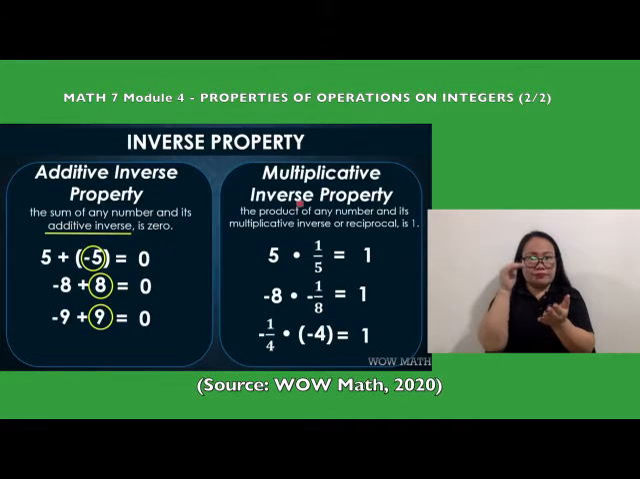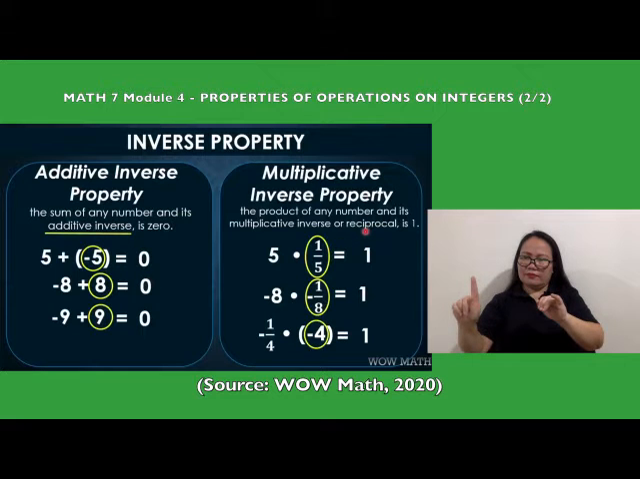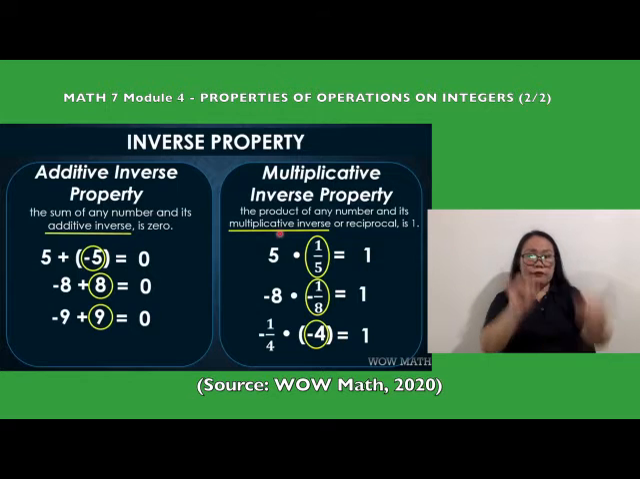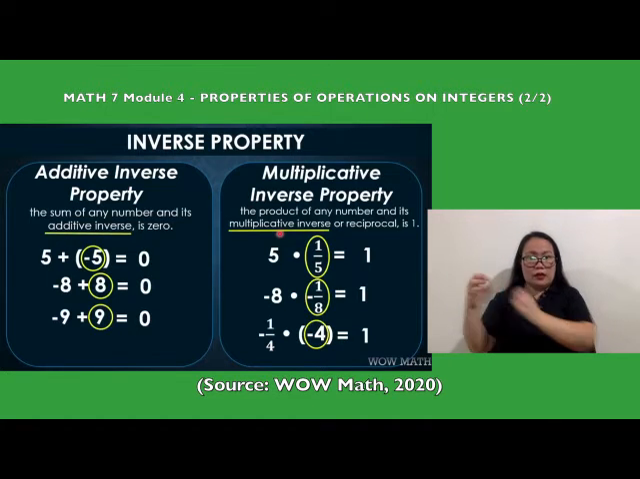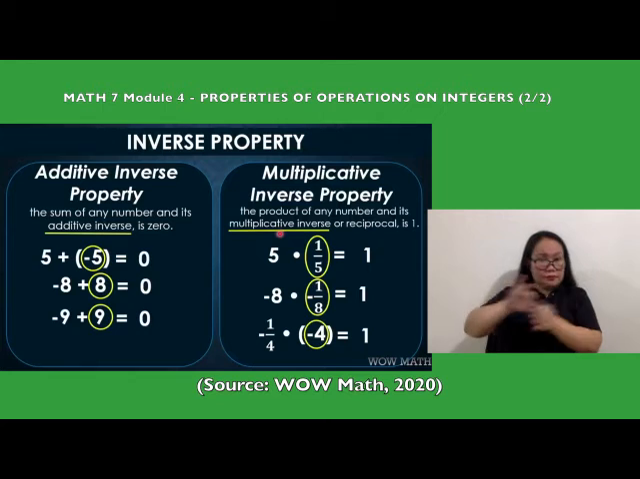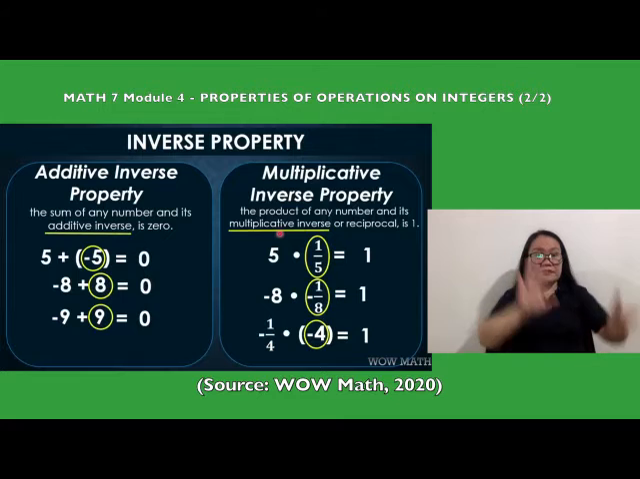Okay, balikan natin yung definition. Any number and its multiplicative inverse or reciprocal, the resulting product is always equal to 1. Okay, ano nga ba yung mga multiplicative inverse? Ito yon. So, this is the reciprocal o yung tinatawag nating multiplicative inverse. Now, lilinawin ko ulit na ang additive inverse natin at multiplicative inverse ay magkaiba. Pag sinabi nating additive inverse, it's the opposite. Positive, you will add negative. Negative, you will add positive. Pag sinabi naman nating multiplicative inverse, yung number mo, kukunin mo yung reciprocal niya.